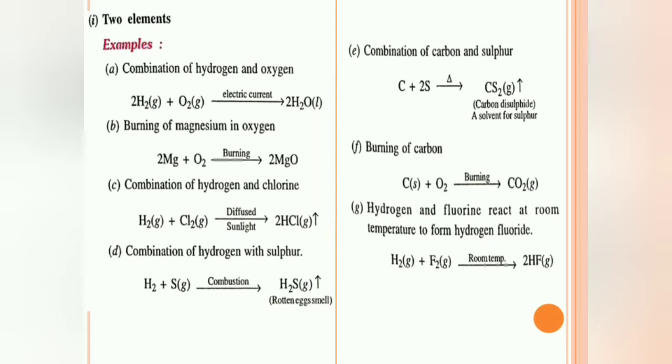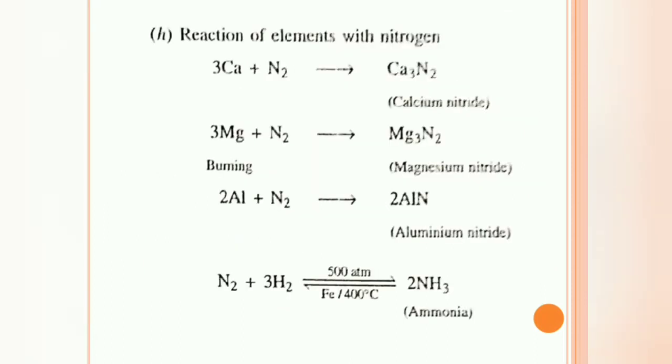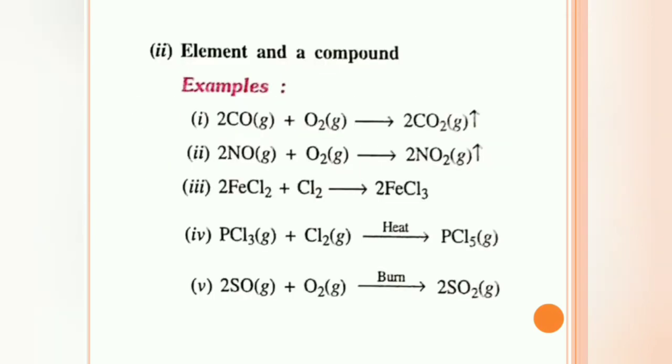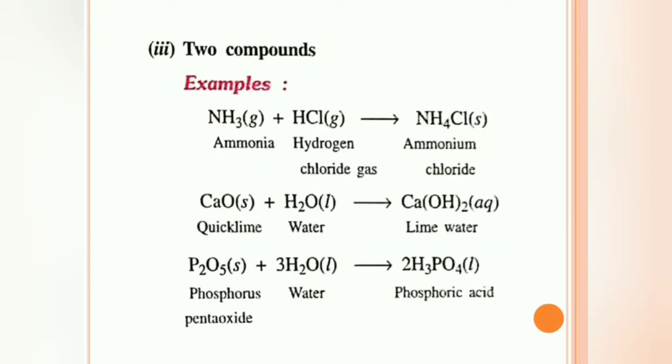You may see that in these reactions the compounds are formed by reacting their constituent elements with each other. Like constituent elements of water are hydrogen and oxygen, and here the constituent elements hydrogen and oxygen combine to form water. And such kind of reactions are called synthesis reactions. Here are the examples of combination reactions in which one element and one compound react together to form a new compound. And here, in these examples, two compounds react to form a single product.